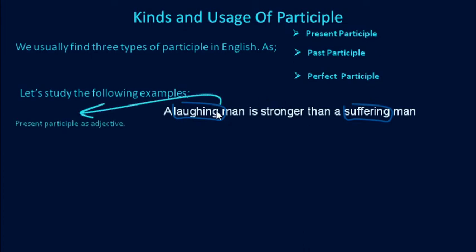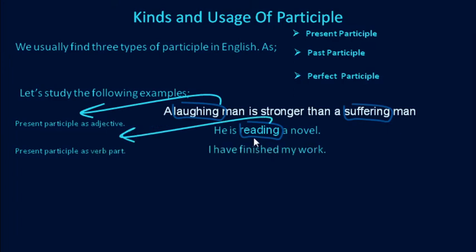So, present participle as adjective. In the same way, "He is reading a novel." Here, reading is an adjective, but it's a present participle. Here we can see two functions: one is adjective, another one is verb. Which condition is this? He is reading. So adjective plus verb.